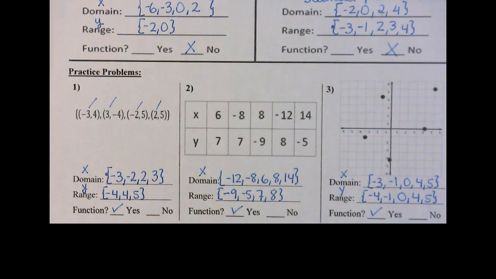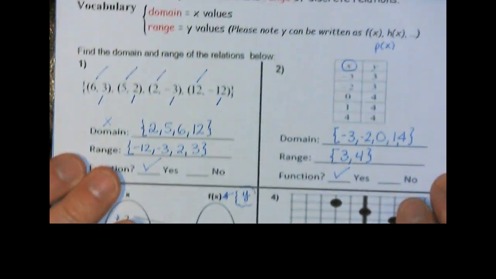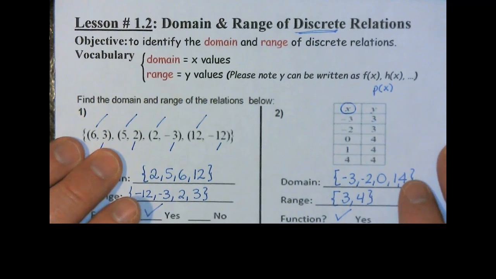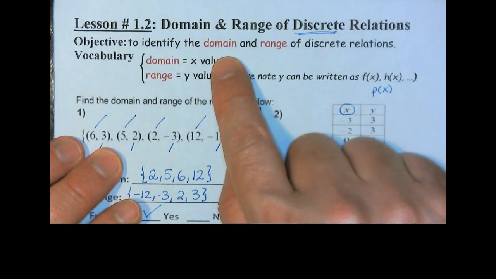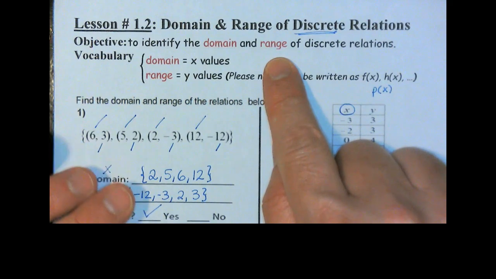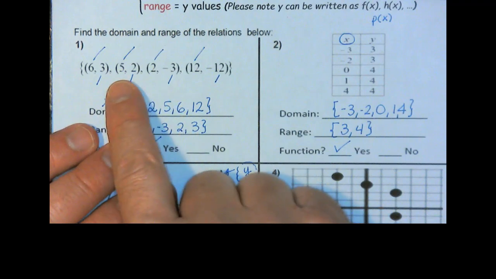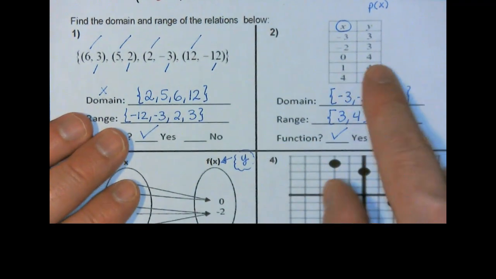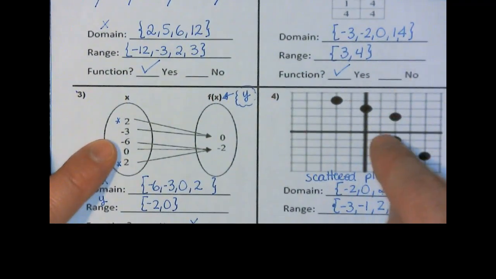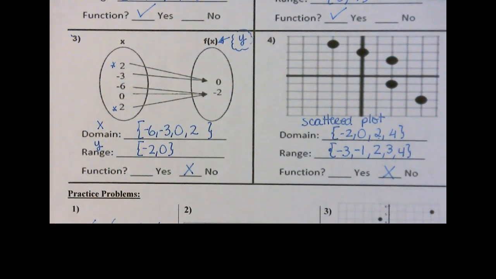And that concludes our lesson for today, lesson 1.2 on domain and range of discrete relations. Basically, remember, domain is x value, range is y values. And usually discrete relations come from sets of ordered pairs, tables, diagrams, and graphs that are scatter plots.